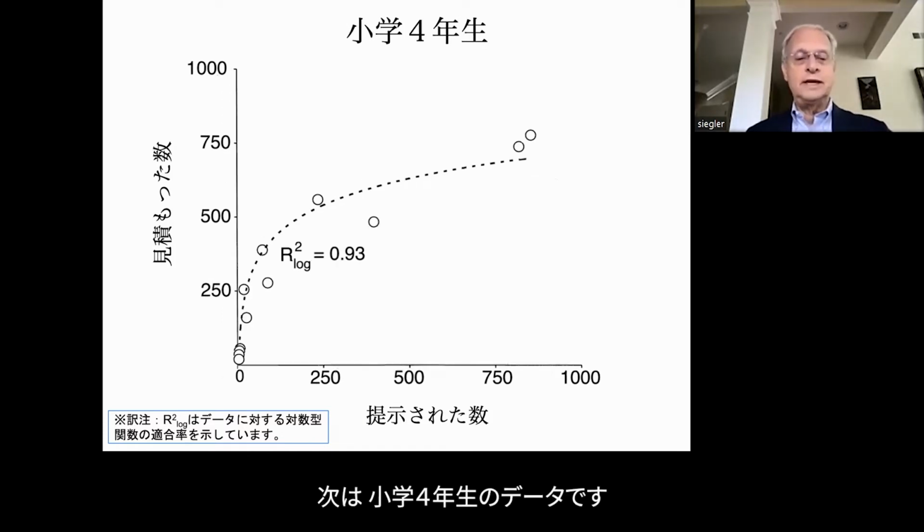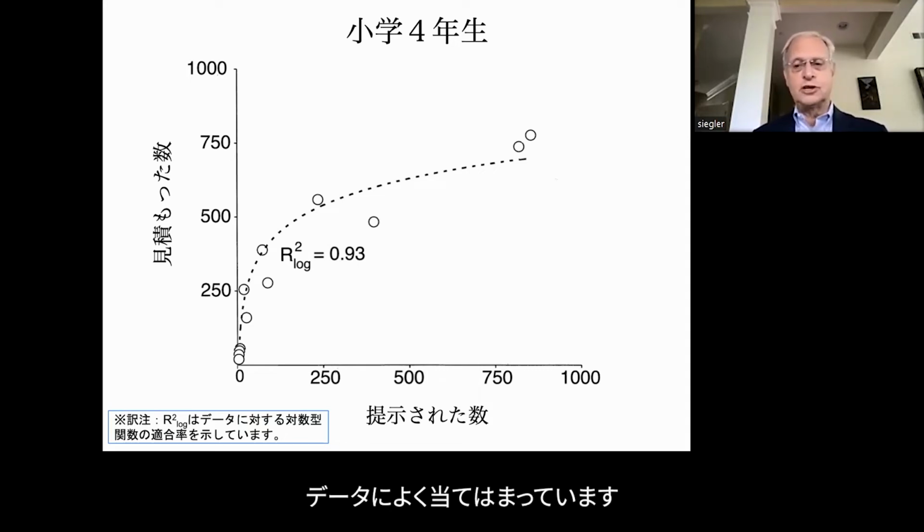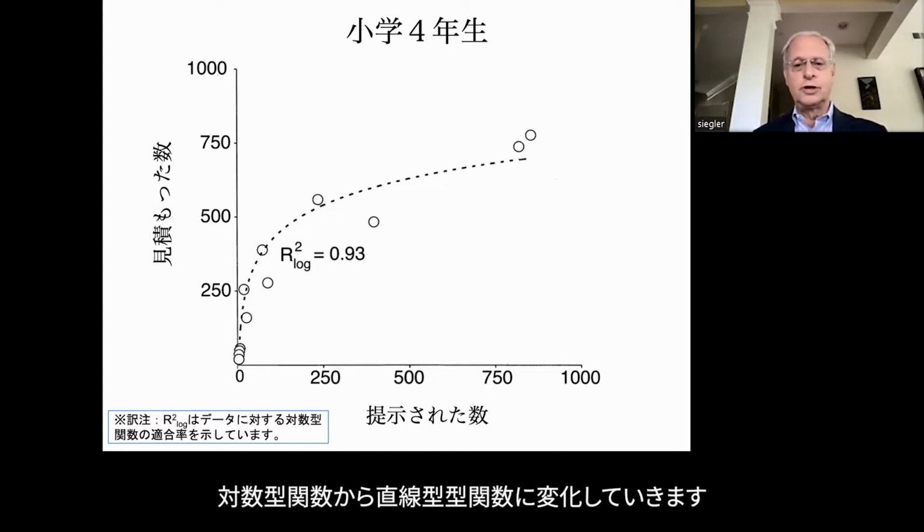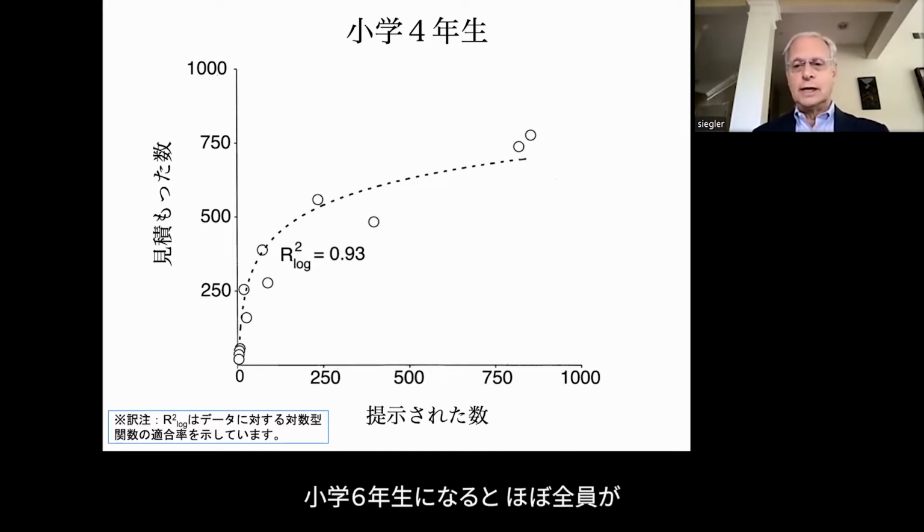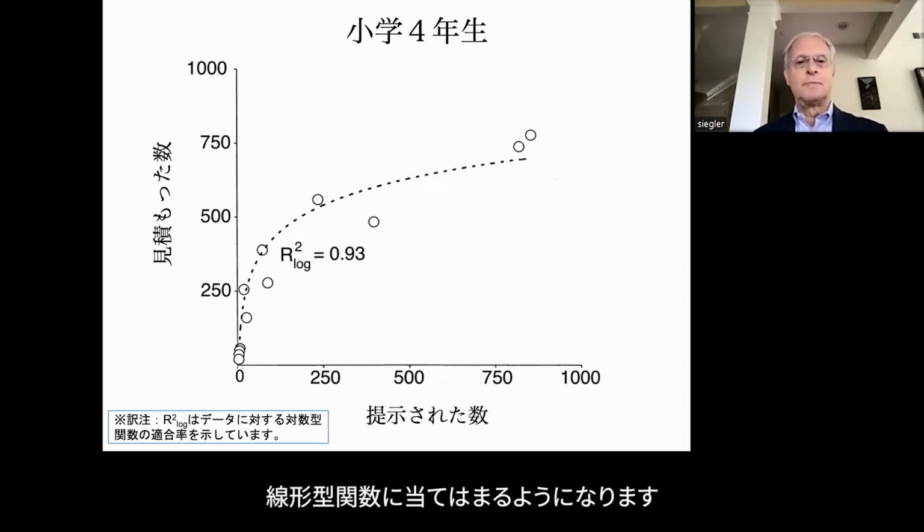Here are the same data for fourth graders. Now, the fourth graders' data are interesting because the logarithmic function fits almost as well for the group. But when we looked at the individual functions, unlike the second graders, where almost all the individual second graders adhered to this logarithmic function, a little more than half of the fourth graders did, and a little less than half produced linear functions. And the linear functions look like this, which is with the sixth graders.